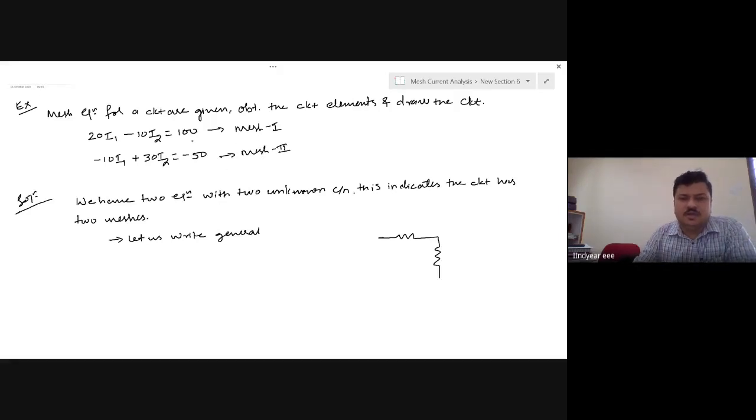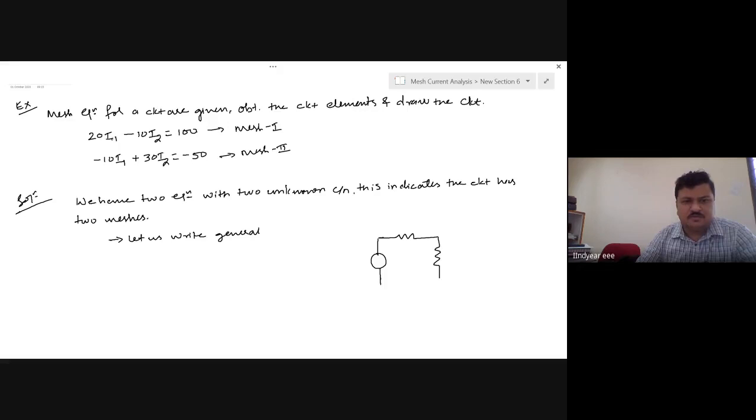Okay. So the RHS of mesh 1 is not 0. It has got some value. It means that there is a voltage source of 100 volts in mesh 1. Direction we will check. Okay. So there are three terms in mesh 1 equation: 20 I1, minus 10 I2 and 100. So there are three elements in mesh 1. Okay. Coefficient of I1 indicates one element in mesh 1.